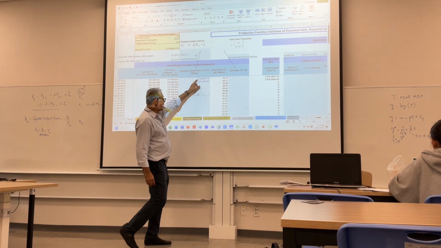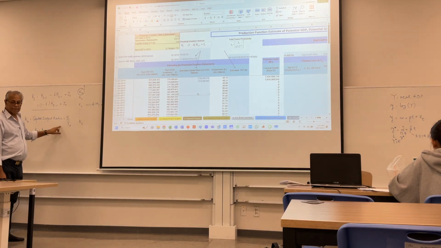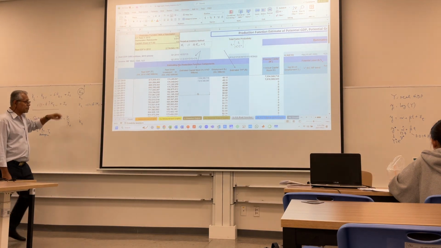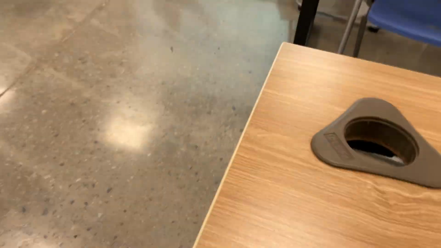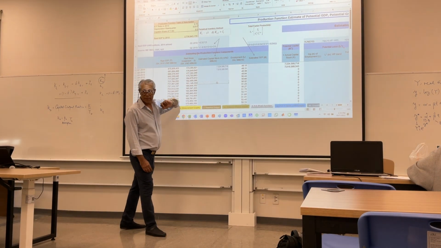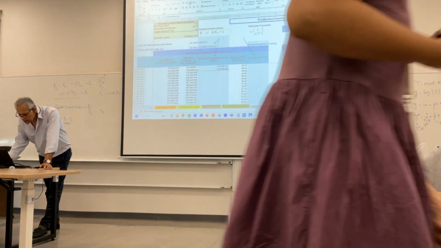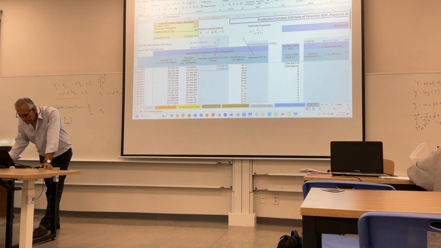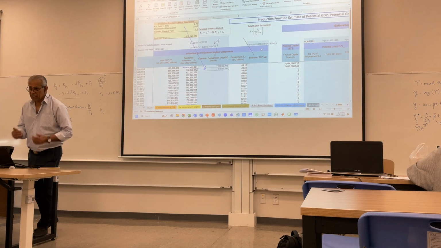First time period, I use this relationship for K0. For the next time period, I take the capital stock from here, take out the part that's not depreciated, and add the investment. No, the investment in the current quarter.